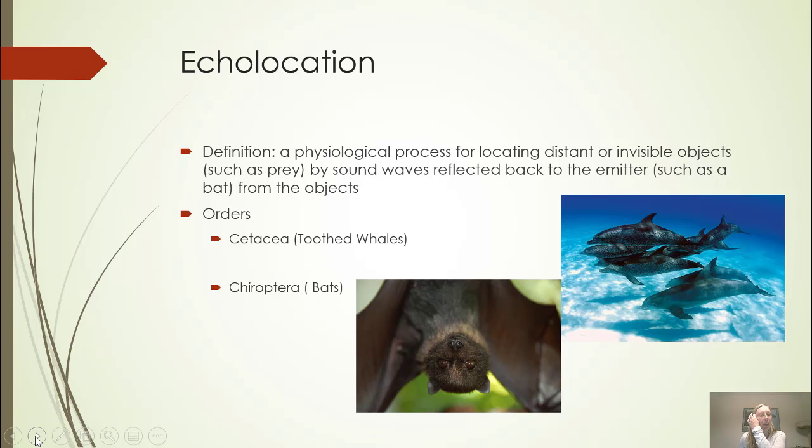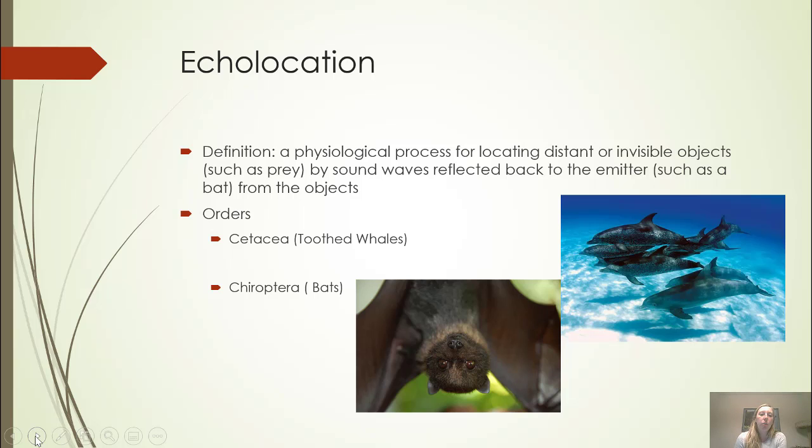Next, I'm going to talk about echolocation. According to Webster, echolocation is a physiological process for locating distant or invisible objects such as prey by sound waves reflected back to the emitter from those objects.